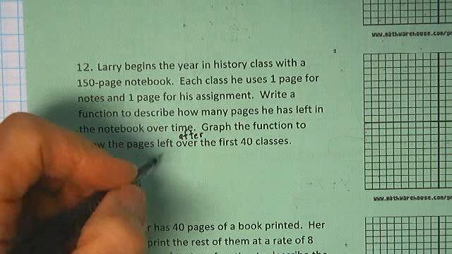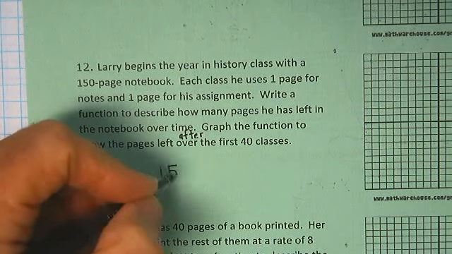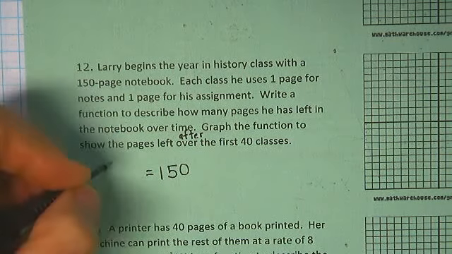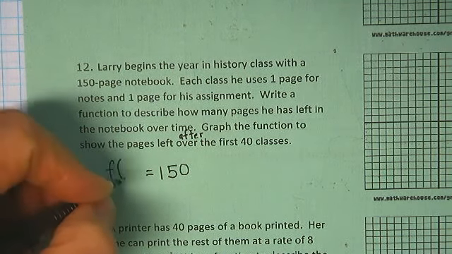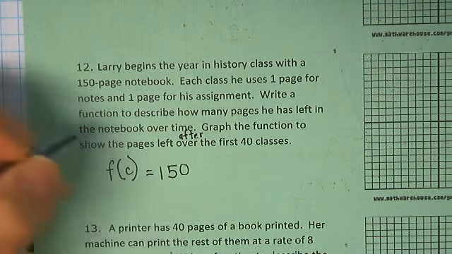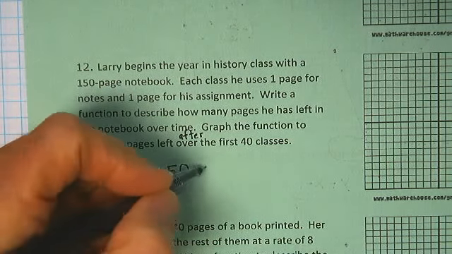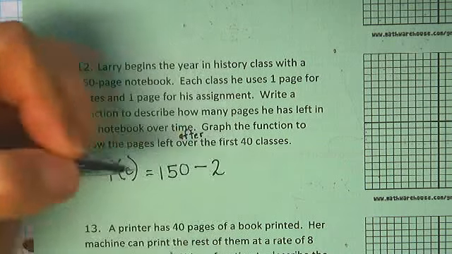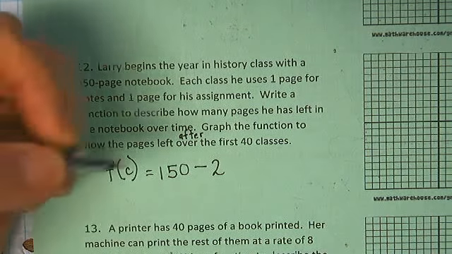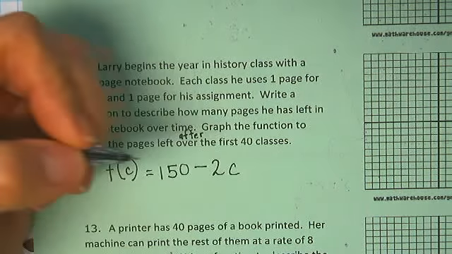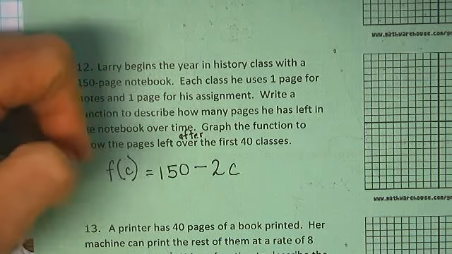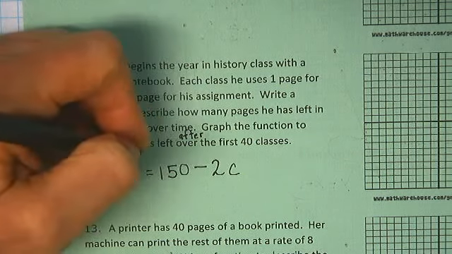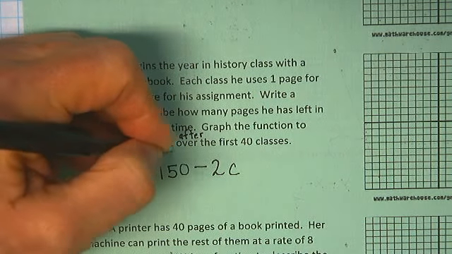So he starts with 150 absolutely brand new clean pages. But every day he uses 2 pages, where C is the number of classes. So how do we begin? Let C equal the number of classes.